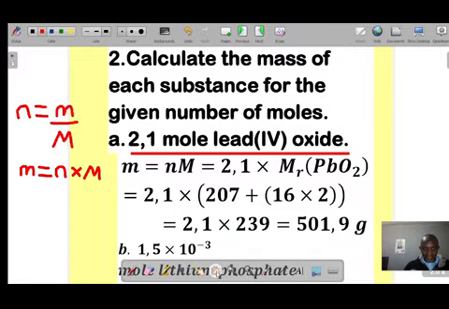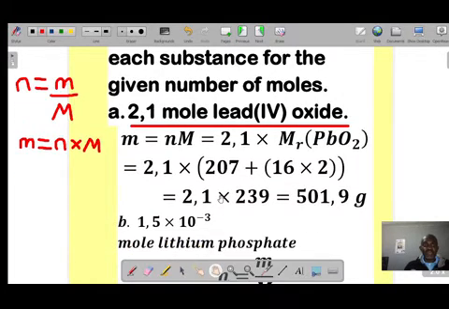Now we are saying that we should calculate the mass given 2.1 moles of lead four oxide. Now lead four oxide is PbO2, it is Pb, or this is lead, then the oxygen, two atoms. Now, as you see here, my mass equals number of moles, which is 2.1, multiplied by the molar mass for lead oxide. Now, if I take my periodic table, lead has a molar mass of 207. What about oxygen? It is 16, but because there are two of them here, I multiply by 2. So when I compute this, I come up with 501.9 grams. Now, this is the mass of lead oxide, which is contained in 2.1 moles.